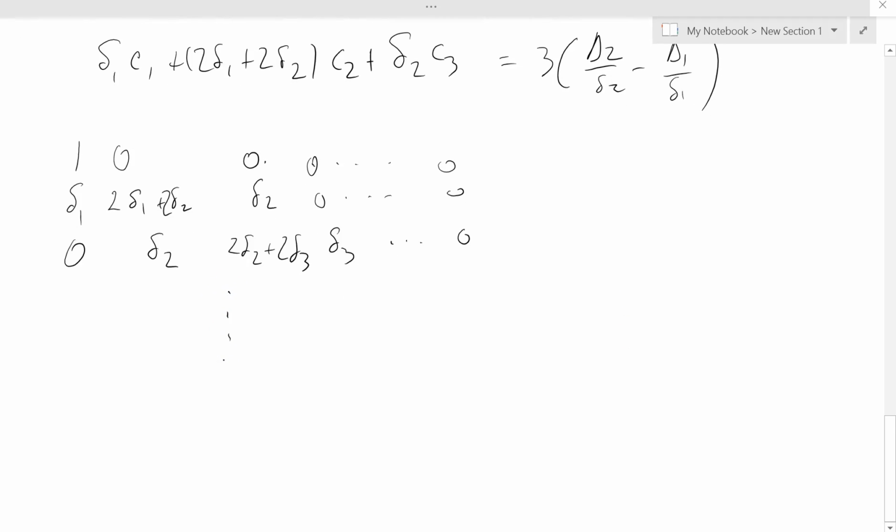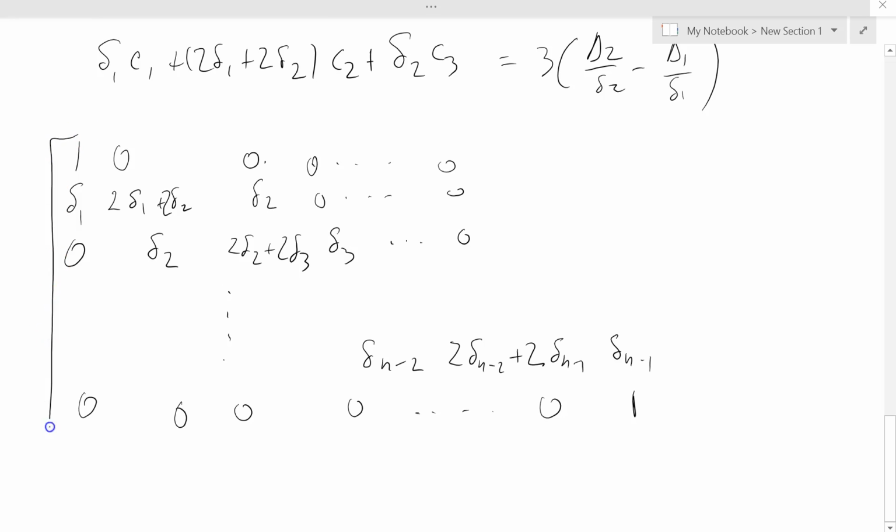The last one that you'll get to, on the very, very end, you'll have a delta n minus 2, a 2 delta n minus 2 plus 2 delta n minus 1, and a delta sub n minus 1. And then our last row will be a row of zeros up until the last one will be a 1. So this is, again, to give us enough information to solve the system. So we have this big matrix. We're going to solve for the C1, C2, up to Cn.